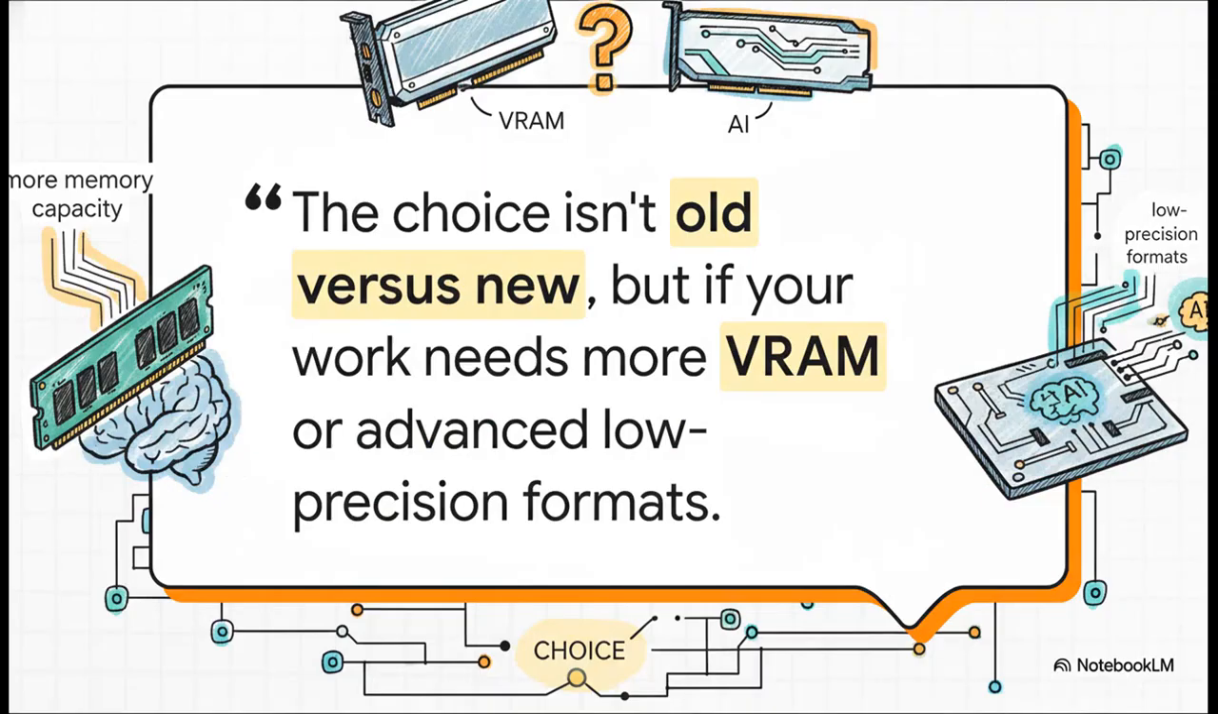You know, the source analysis we looked at really sums it up perfectly. It says the choice isn't just old versus new. It's a strategic decision. Do you need more raw memory today, or do you need the advanced low-precision tools that are going to define AI tomorrow?